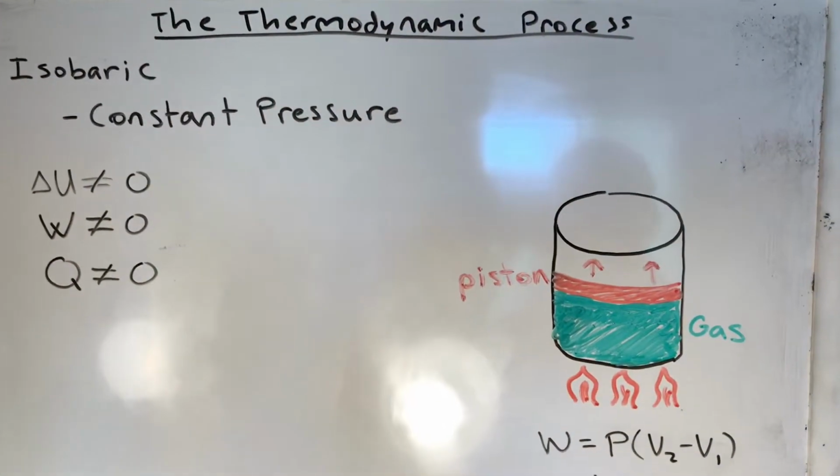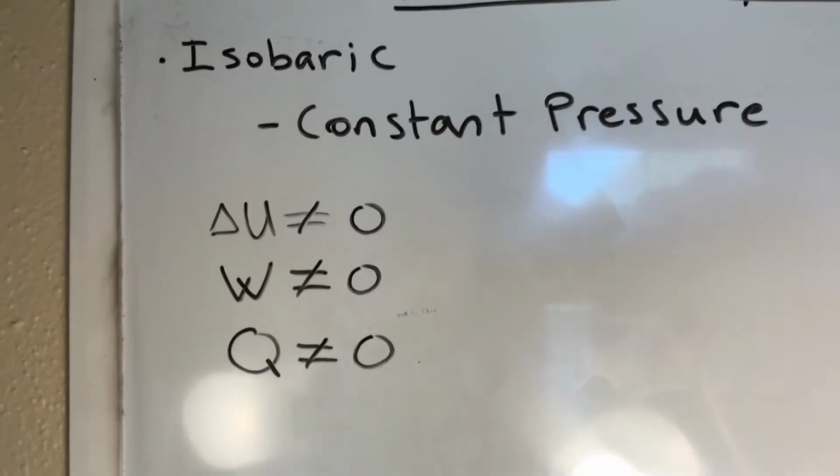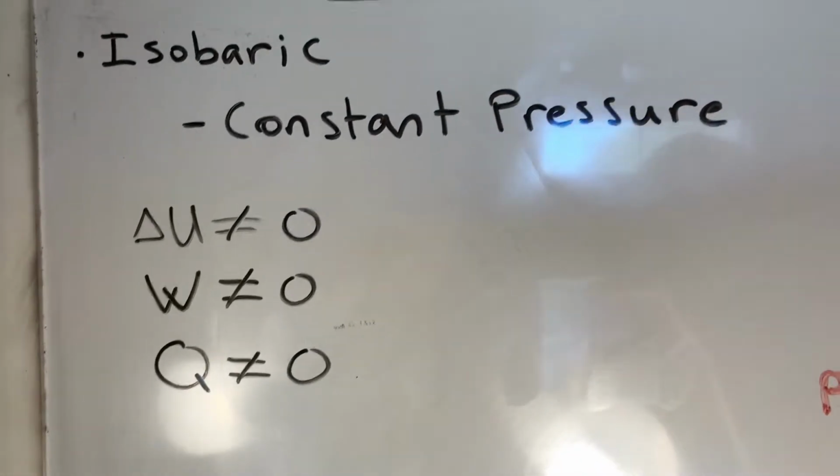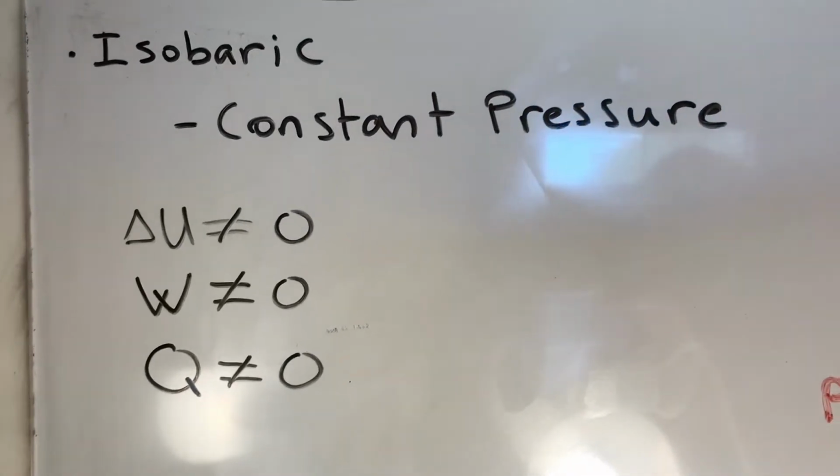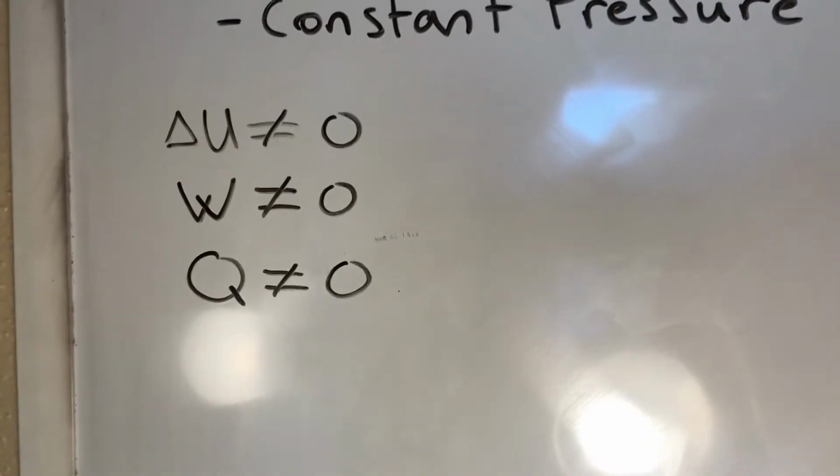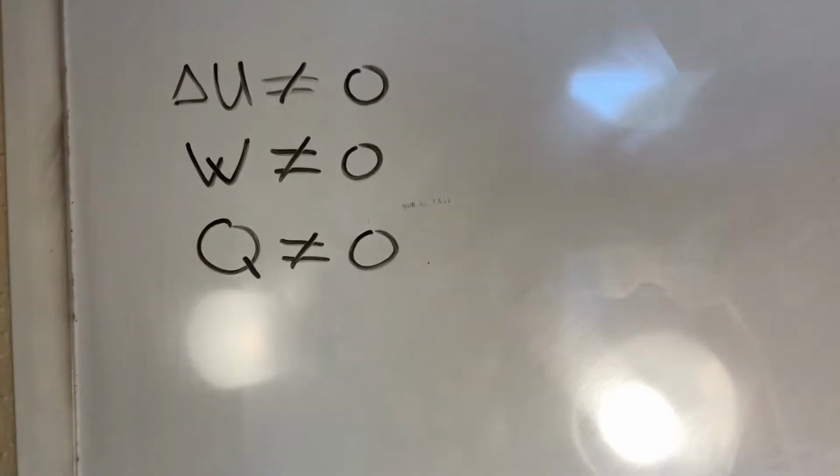The next thermodynamic process is the isobaric process. The only difference between this one and the other ones is that this one is at constant pressure. When you have constant pressure, none of your quantities equal zero. That's including internal energy, work, and heat.